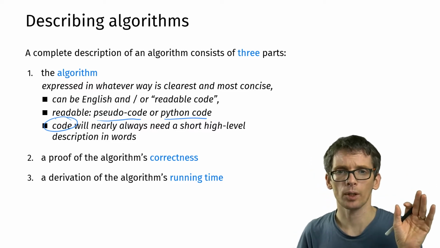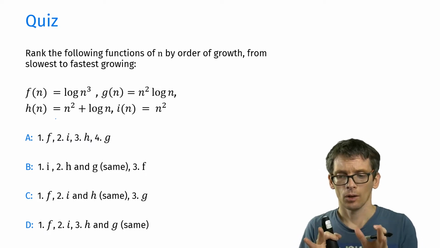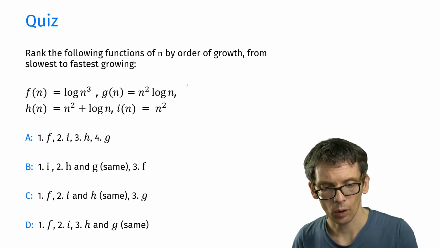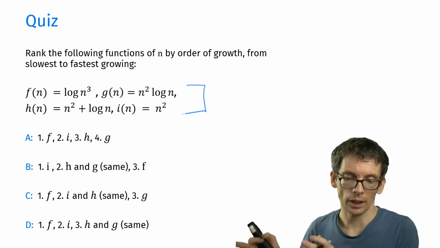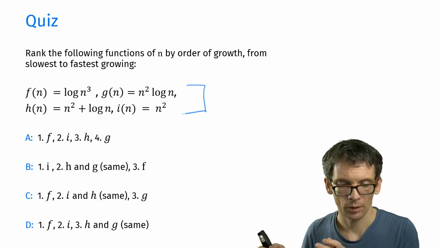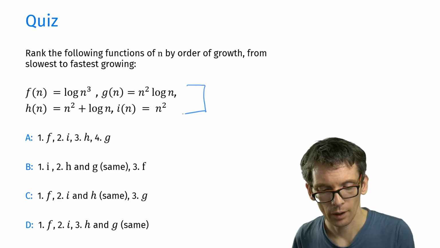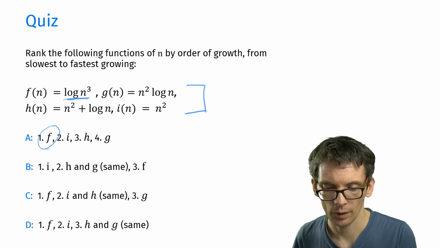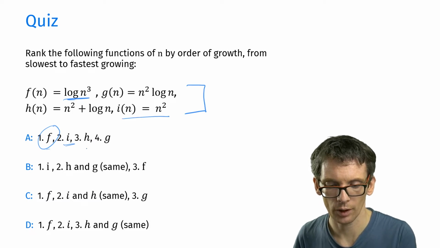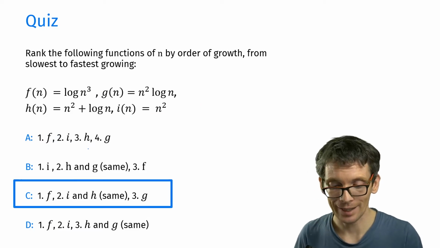Okay, I promised you a quiz. Let's have a quiz, namely the following. We're looking at growth rates, and you should order these functions by growth rate, starting from the smallest. Take your time for that and then decide which of these answers is correct. For instance, A would say F is slowest growing, then comes I, this function, H, and then G. So the correct answer is C.